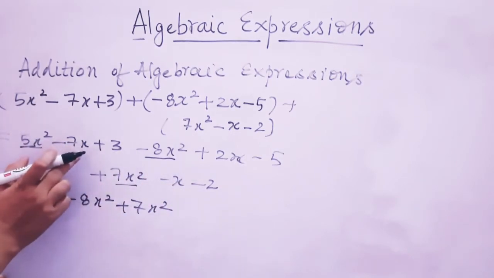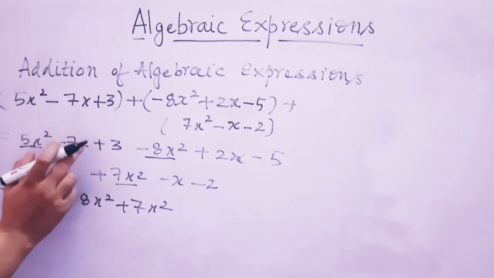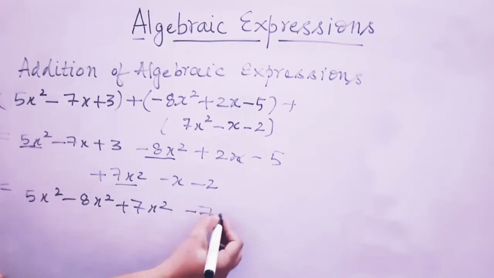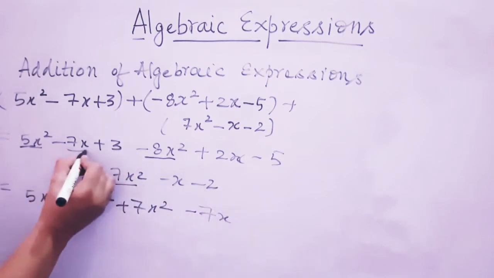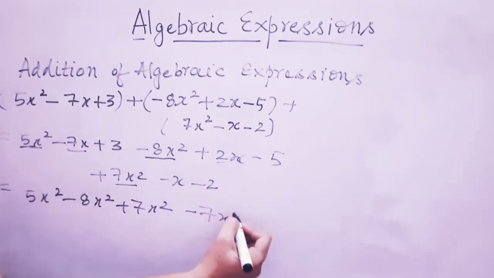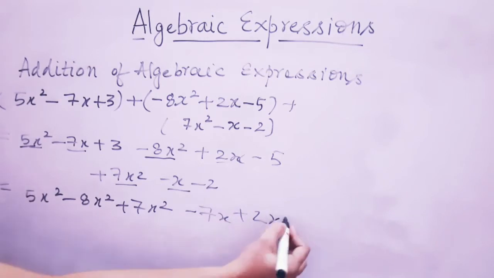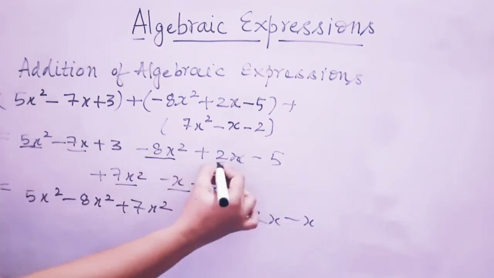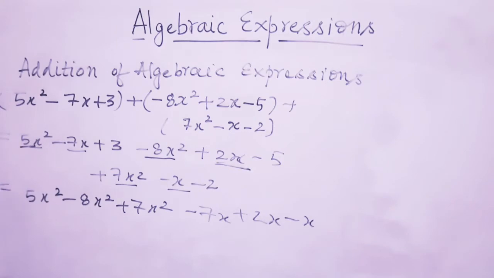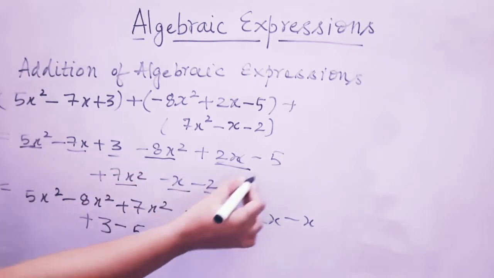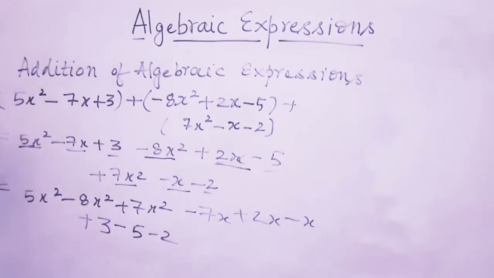Now coming to this one, the terms containing x. So this is minus 7x, underline this once you write it. Now plus 2x, then minus x. I have underlined the terms in order to avoid any confusion. Now the constants are left: plus 3 minus 5 minus 2. Underline them also. So as you can see, I have written all the terms and kept all the like terms together. Now what is the next step? The next step is to add the like terms.